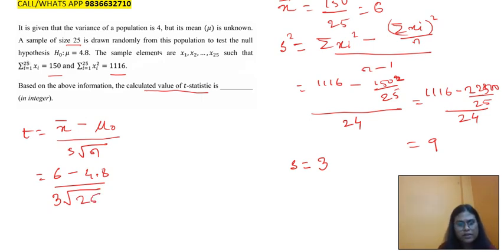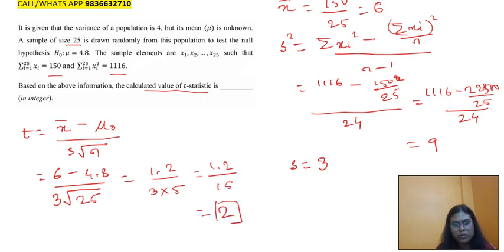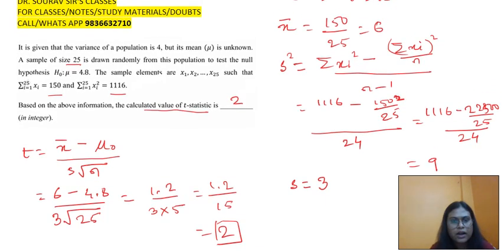So solving this, 6 minus 4.8, we have 1.2. Then 3 into 5 is 15. So 1.2 divided by 0.6, we have 2. So the t statistic is 2. So this is your answer.